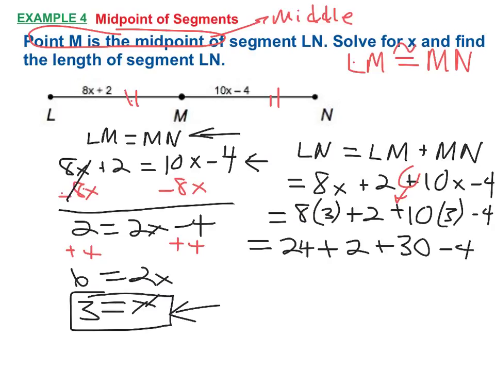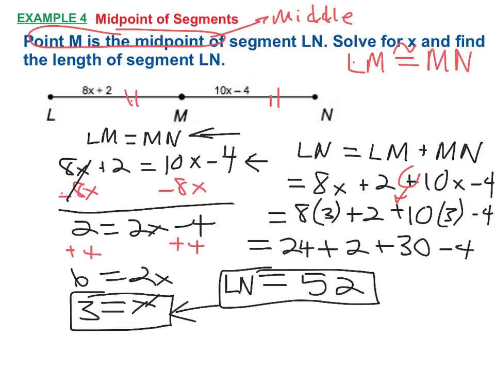And we could plug that all into our calculator and get 52. You should just confirm that with your calculator just to make sure that I didn't make a silly mistake. So the length of the whole segment LN is 52, and that is our final answer.